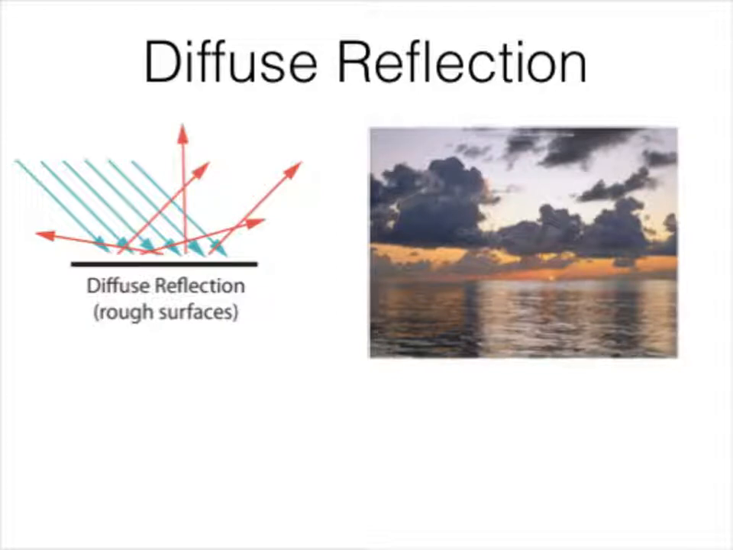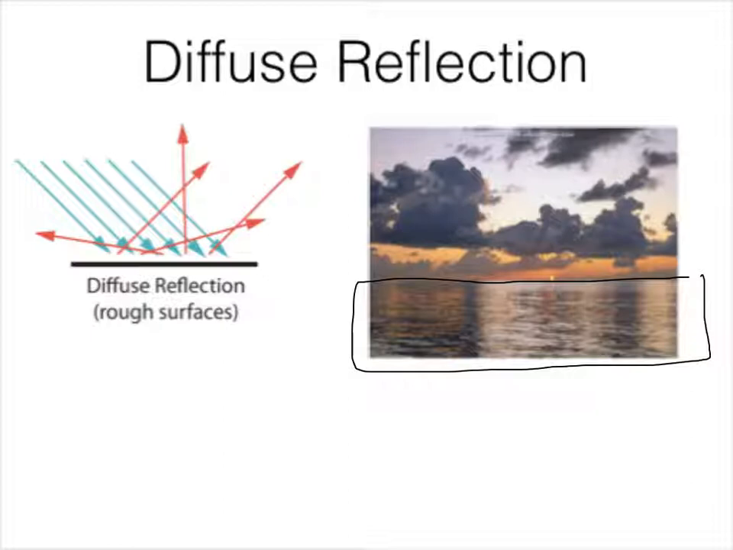Now, what if that surface isn't smooth? What if it's a breezy day and the surface is now rough instead of smooth? Well, the law of reflection still applies, except now the reflected rays are not parallel because of that rough surface.